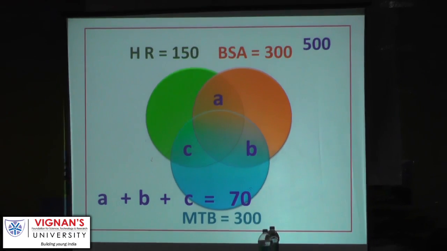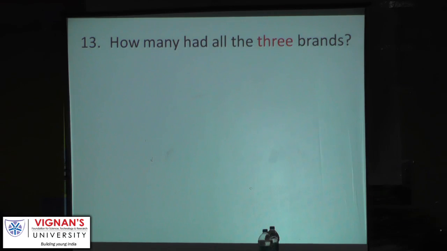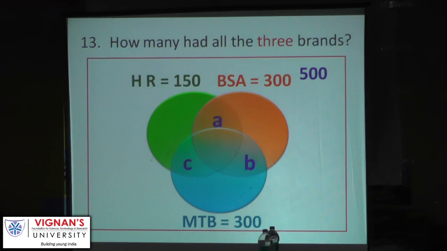Now let us see the questions. What are the questions asked? How many had all the 3 brands? We need to find out X. Now see how to find X. Who are surveyed here? Everybody has a cycle, one of these 3 brands. Are you getting my point? So nobody is outside the 3 circles. All the 500 are inside.